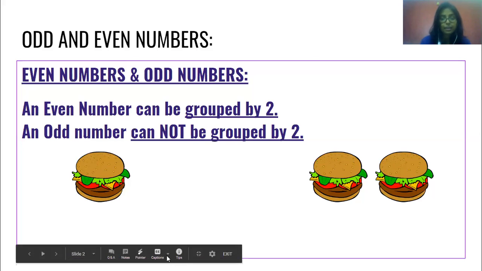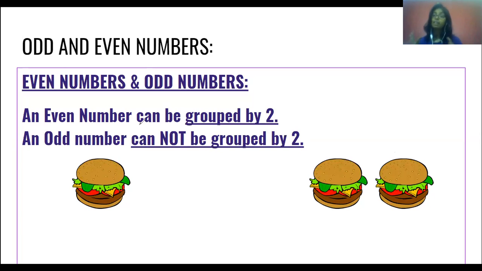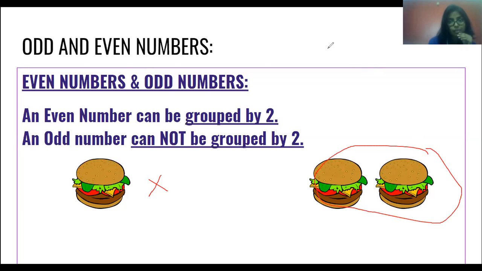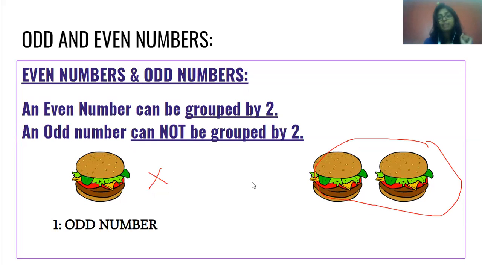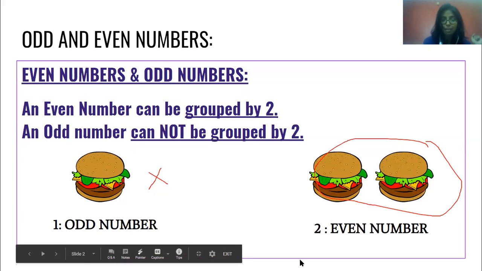All right. So we know that an even number can be grouped by 2. So an even number always has a partner, and an odd number cannot be grouped by 2, which means an odd number does not have a partner. So we see we have one burger here. So it has no partner, but there are two burgers here. So they are in a group of 2 and they are partner. Correct. Which means 1 is an odd number and 2 is an even number. All right. Easy. I know. Moving on.